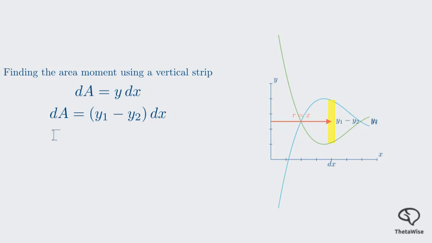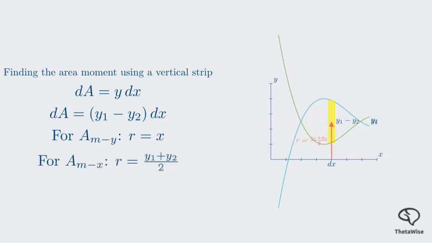For the area moment about the y-axis, A sub My, our reference axis is the y-axis. A vertical strip is parallel to the y-axis, and its distance from the y-axis is simply its x-coordinate, so r equals x. For the area moment about the x-axis, A sub Mx, our reference axis is the x-axis.